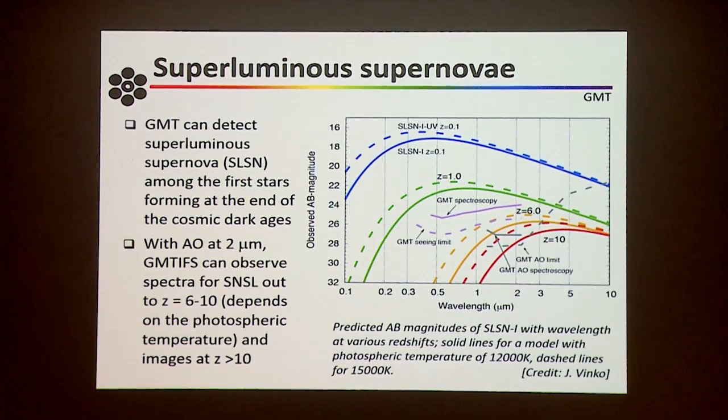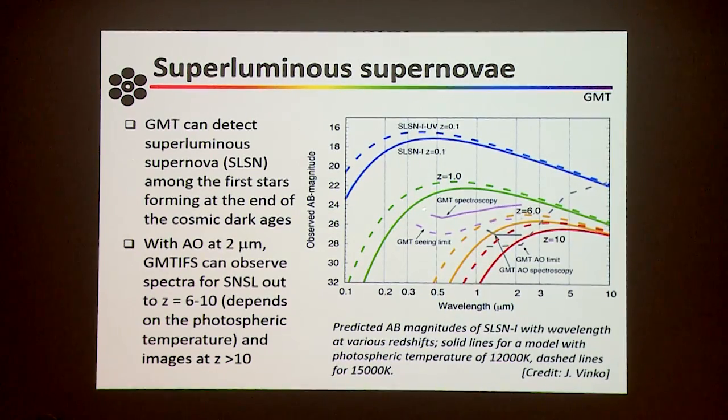The details depend a lot on the highly uncertain details of what these things are actually doing and how they're doing it. But for a range of reasonably plausible things, you can see that the capability is captured in this plot, which shows the observed AB magnitude as a function of wavelength. And you can see here the limits at different redshifts, 0.1, 1, 6, and 10, and at two different photospheric temperatures, 12,000 and 15,000 Kelvin, dashed lines for the lower temperatures.